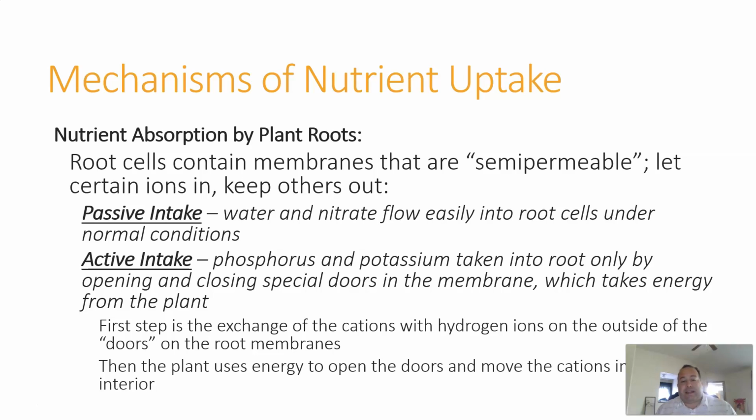So the first step is the exchange of cations with hydrogen ions on the outside of the doors on the root membrane, and then the plant uses energy to open the doors and move the cations into the interior. So you've got to have a first exchange to even get the door open, and then the plant's going to use that energy to open this door in the membrane to let the cations in. So we've got passive intake, which is our water and nitrate flow under normal conditions, and then active intake, where the plant has to undergo this certain opening and closing in the membrane that allows it to take up that extra energy.